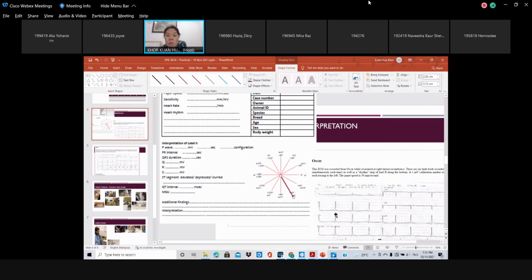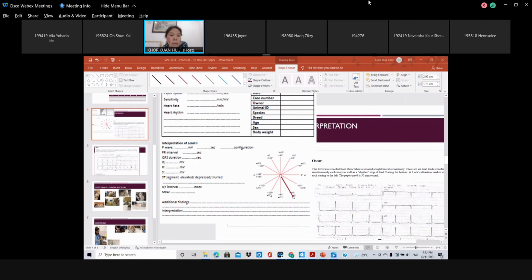Okay, so let's use the third method. Shun Kai, if I want to use the third method, which lead am I looking at? Which R wave from which lead am I supposed to be looking at? Lead 3, doctor. Do I only look at lead 3? And 1 and 3. Okay, so 1 and 3 over here.